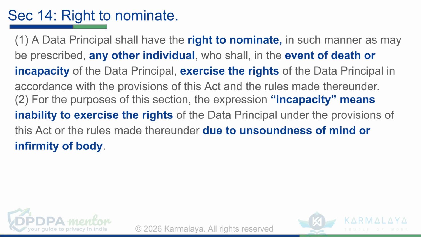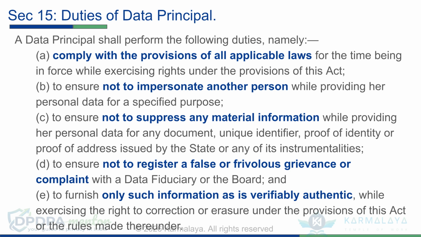Subsection 1 grants the data principal the right to nominate an individual to exercise their rights in the event of their death or incapacity. Subsection 2 says incapacity means the inability to exercise rights due to unsoundness of mind or infirmity of body. The last section of the chapter, Section 15, outlines the data principal's duties.